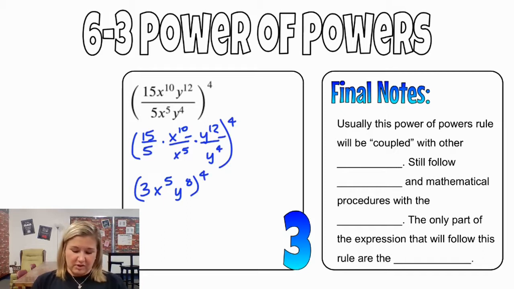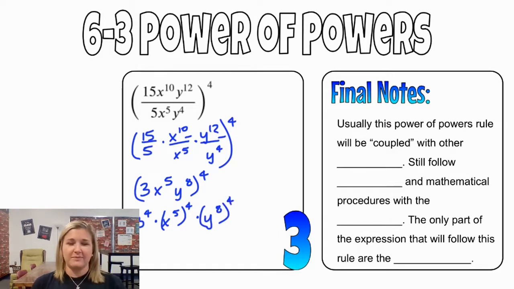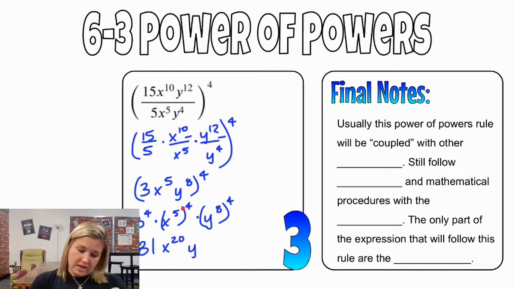So again, I could separate this out. So I have 3 to the 4th times x to the 5th to the 4th times y to the 8th to the 4th. These numbers do get pretty big pretty quick, even the coefficients. So I have 3 to the 4th is 81. So I have 81x, and my exponent rules say I'm going to multiply here. So I would have 5 times 4 is 20, and then I have a y, and my exponent rules say I'm going to multiply there, and so I would get y to the 32nd. Again, these numbers can get pretty big pretty quickly.